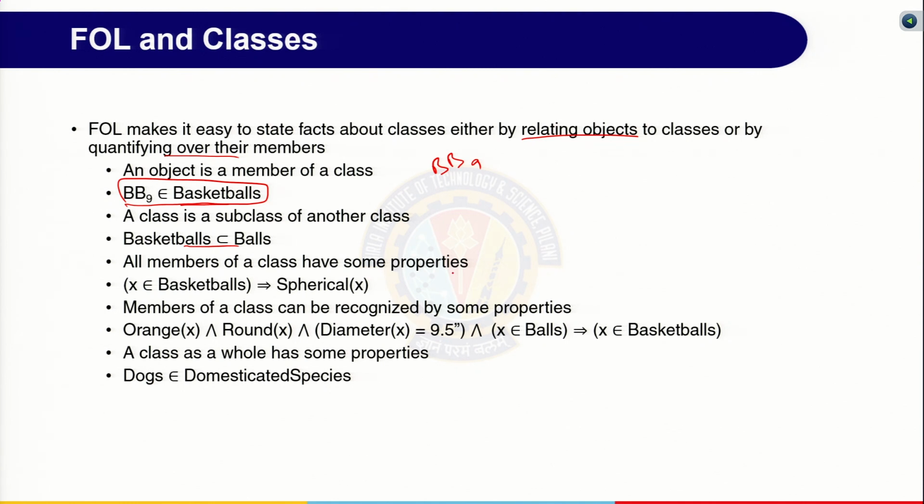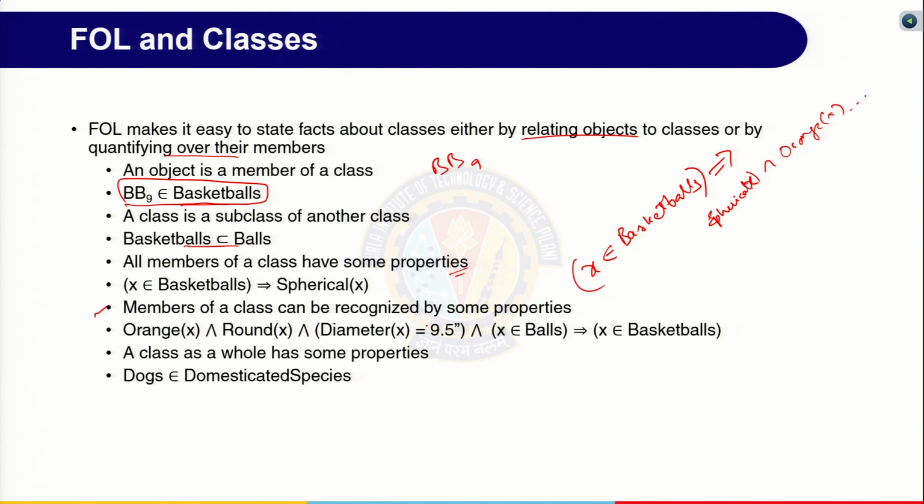And also, I can have properties for a class. I can say that all members of a class have some property. That means I want to say that for all members of basketball, if X is a member of basketball, that implies X has some property, like it can be spherical, it can be orange, any other property. The vice versa can also be done. The members of a class can be all recognized by some properties.